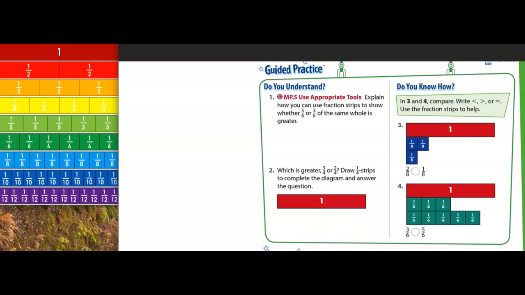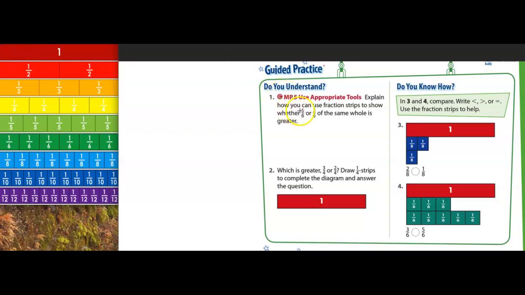Hi again. So today we're looking at lesson 13.3, how to use the fraction strips to show that fractions are equivalent. And you can see the fraction strips right here. When you look at a fraction strip, it's super easy. The one on the top, that's one whole. And fractions are always numbers that you're comparing to one. They're smaller than one. So 1/2 is going to equal 1 whole.